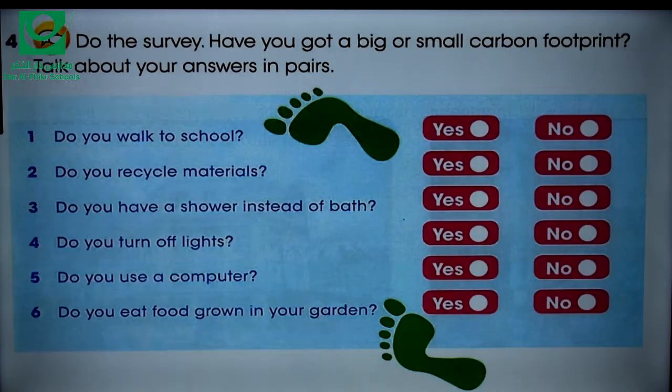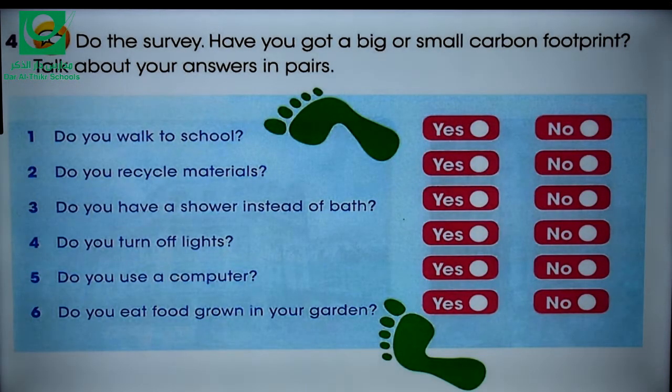It produces oxygen. Now, I want you to do this. It's not very difficult, but you can do it if you like it. Do the survey. Have you got a big or a small carbon footprint? Talk about your answers with your family, with a friend, or you can record yourself. How can you know about your carbon footprint? Do you walk to school? Just say yes or no, it's up to you.